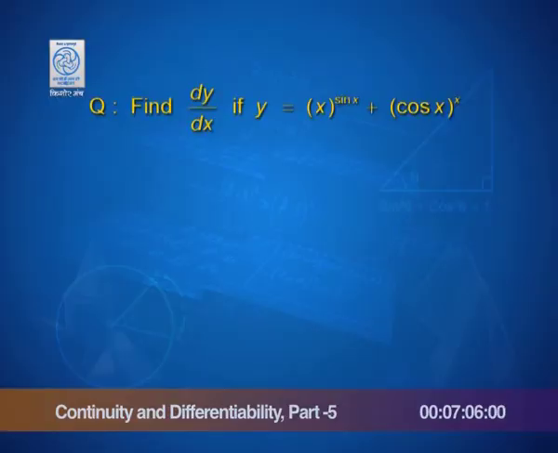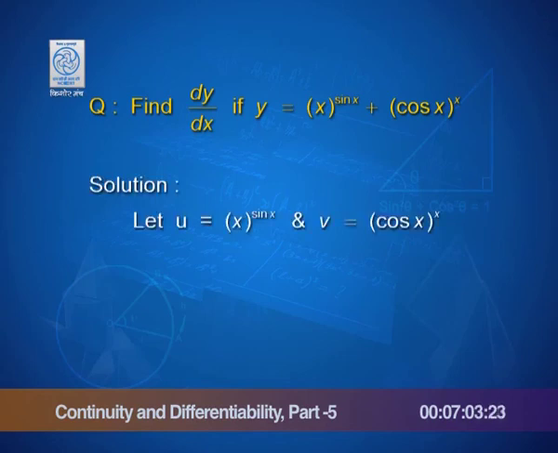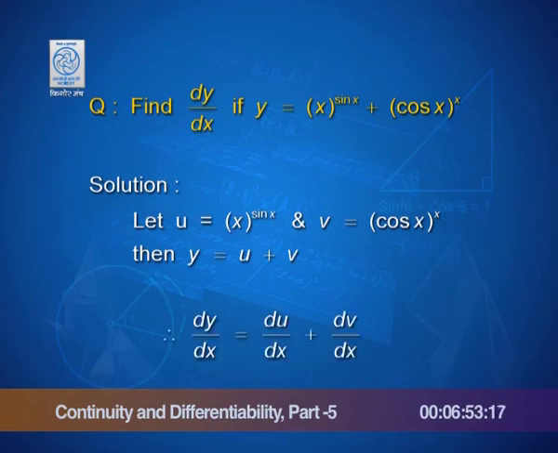Simply start with u as x raised to the power sin x and v as cos of x raised to power x. Then your y becomes u plus v and dy by dx is du by dx plus dv by dx. That is exactly what we did in our previous question. So, I will leave this for you to complete yourself. Repeat the same process mechanically and you will be fine.